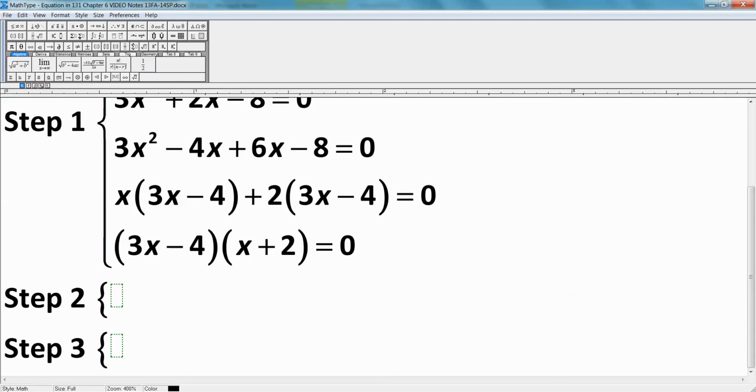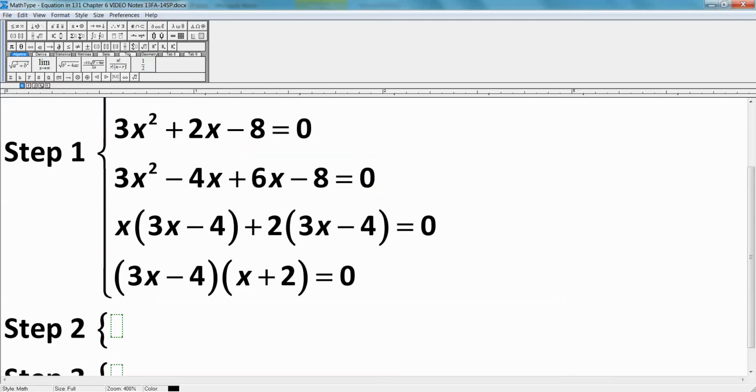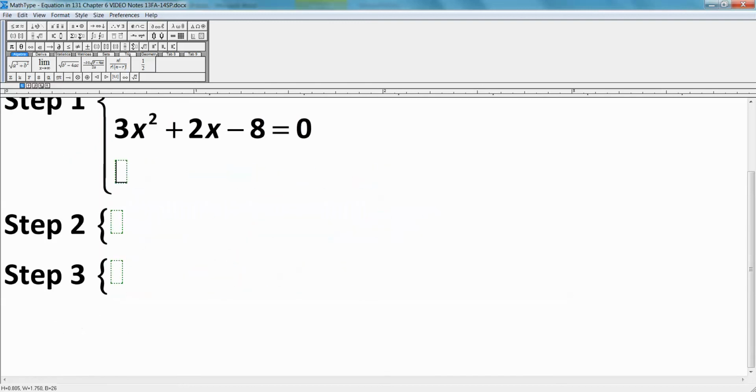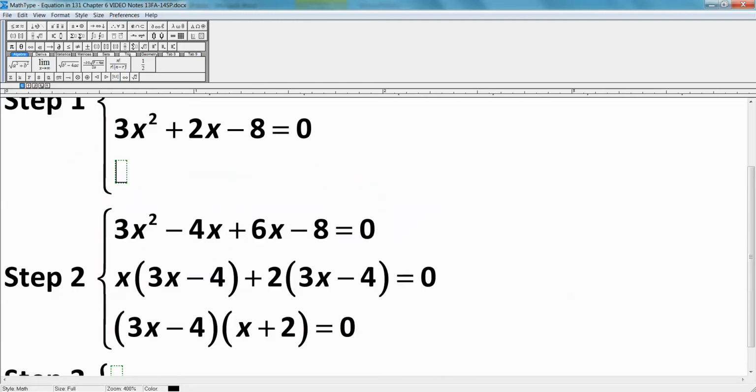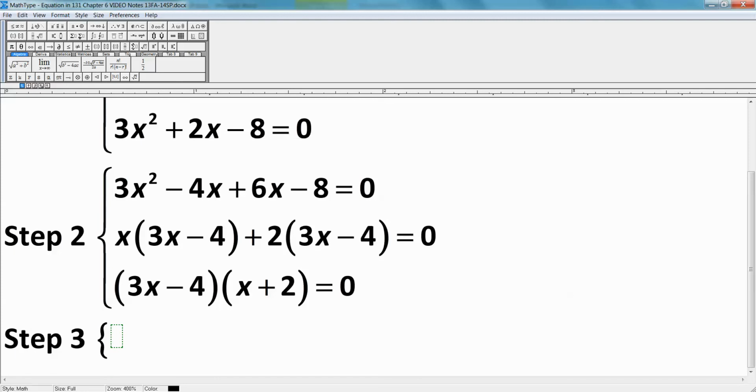Okay, now that I have that, I'm going to have to set each one equal to 0, right? So, step 2, oh, this was step 2. I'm sorry. Step 2 was the factoring part. So step 1 is just setting it equal to 0. Step 2 is the factoring part, all this work that we're doing here. And then step 3, we set each factor equal to 0.